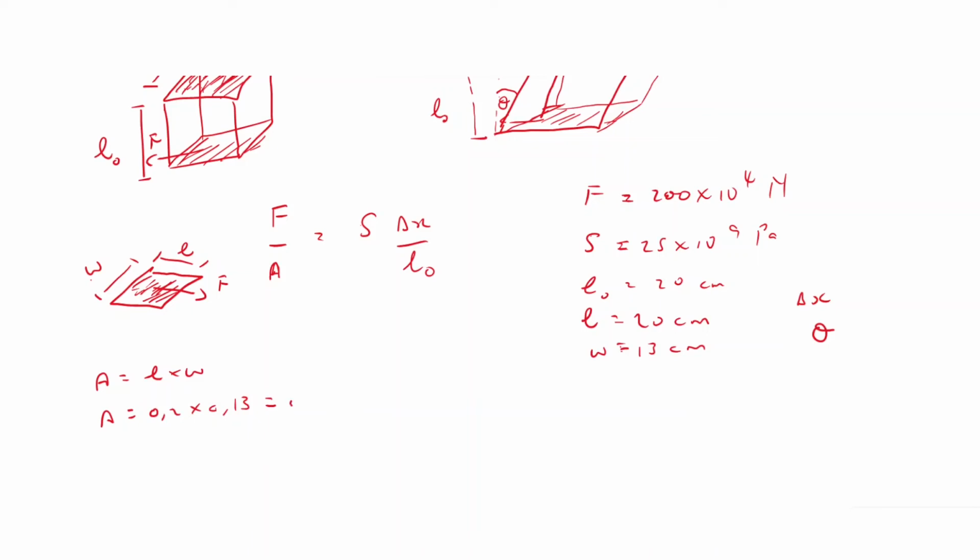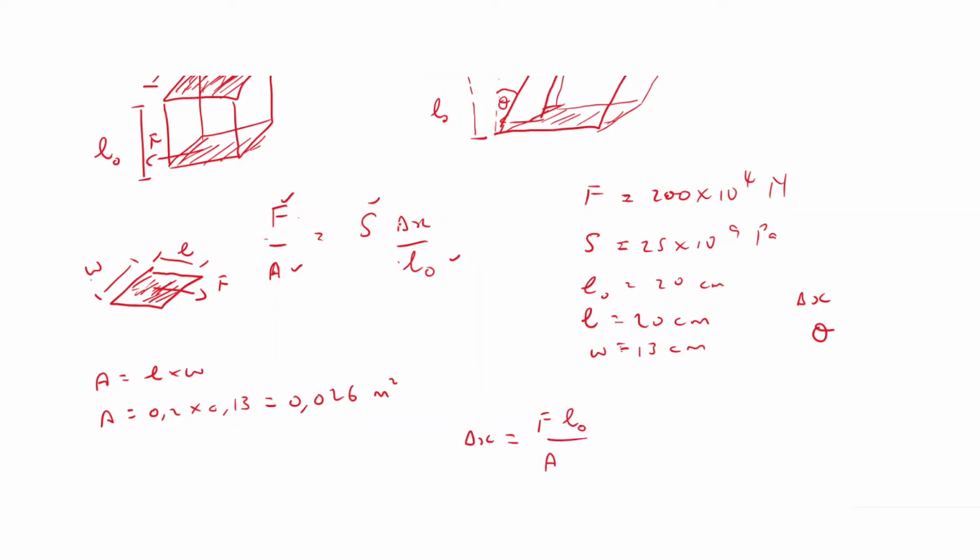The area is going to be 0,026 meter squared. Now I'm going to use this formula. I have this one, this one, this one, so I can just find what delta x is going to be. My delta x is going to be equal to, I have to cross multiply, F multiplied by L0, divided by the area, which is below.